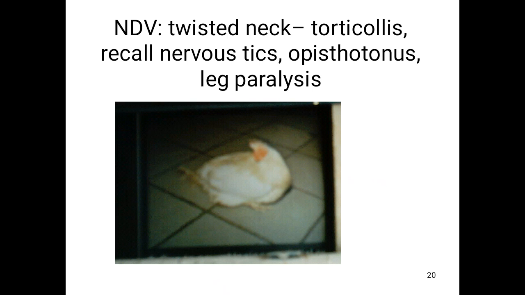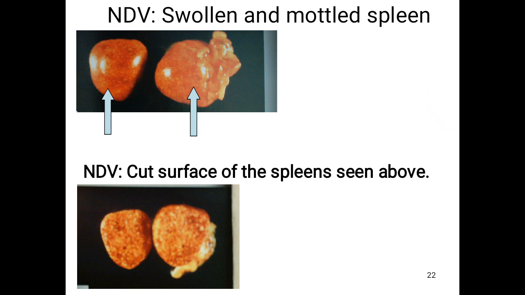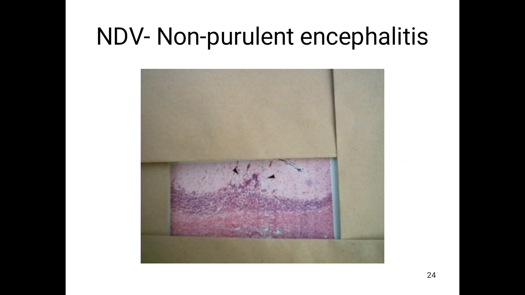So we have this picture showing us twisted neck or torticollis. We have hemorrhages of the proventriculus, which is a pathognomonic sign. We have a swollen and mottled spleen, so we can see the spleen is swollen, and then we have down here some spots, which is mottling. So this is a histologic section of the trachea, with epithelial cells lost, leaving raw areas and submucosal edema. We have non-purulent encephalitis.